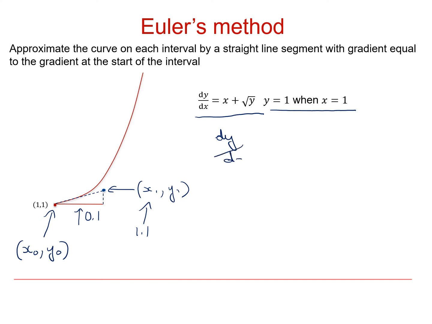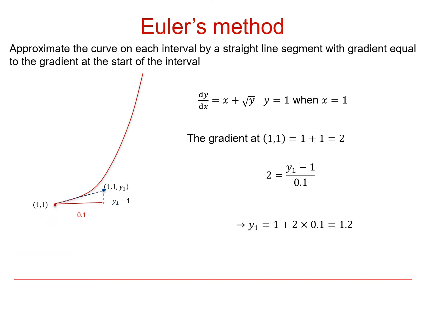dy by dx equals, well, x is 1, and we've got the square root of 1 as well here. So dy by dx equals 2. Now I'm using that gradient. So for every 1 I increase x by, I'm going to increase y by 2. So if I've gone from x0 to x1 and I've increased by 0.1, I need to double that. That will give me y1 equal to 1.2.